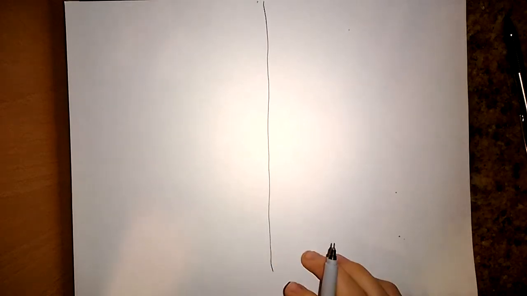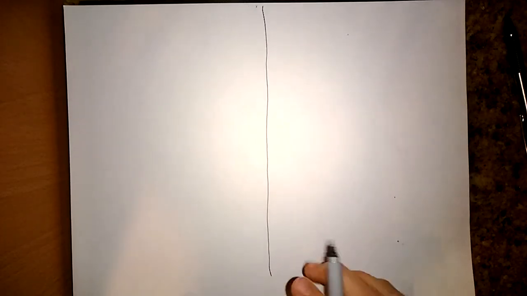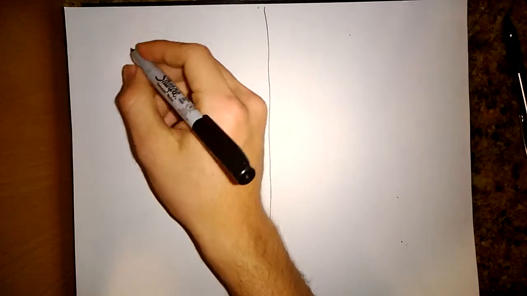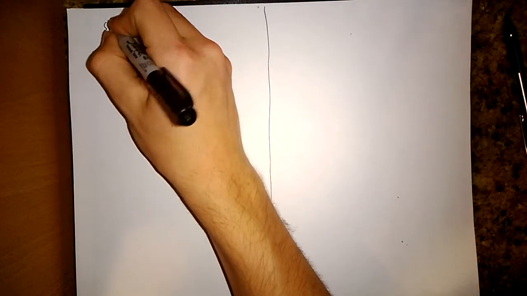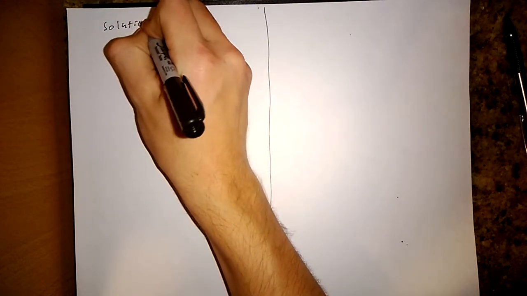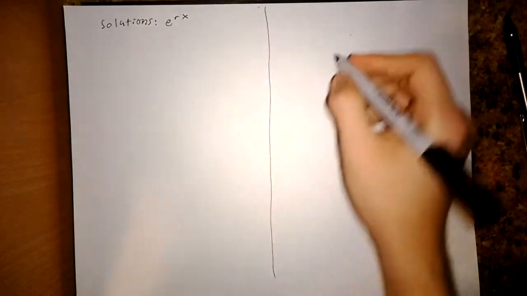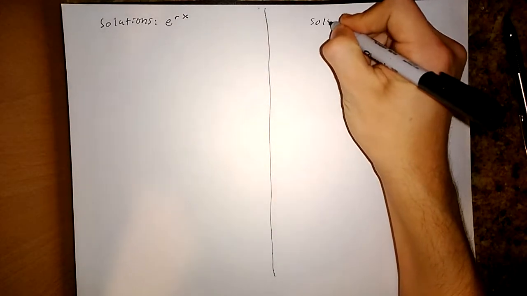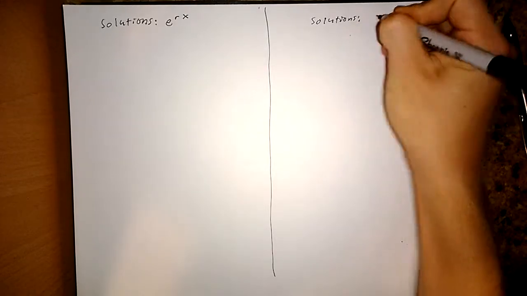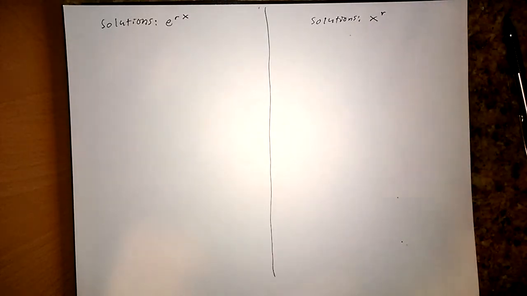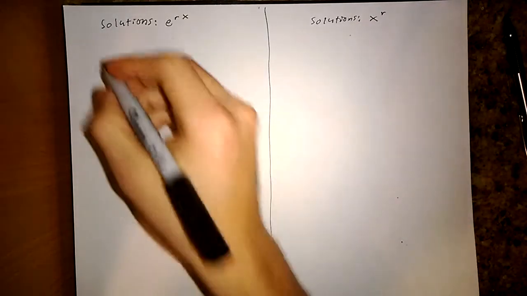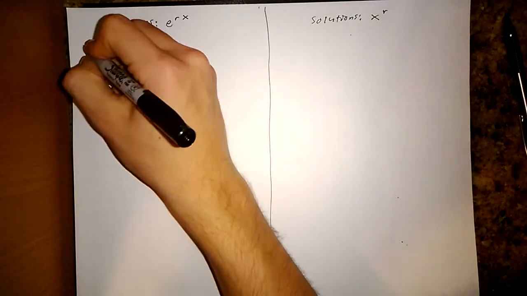Alright, so we're going to first go over the two different types of differential equations we're going to see in chapter 1. They're going to have two different types of solutions. The first type is going to have solutions of e to the rx form, and the second type is going to have solutions in the form of x to the r. Now I'm going to explain what the two look like and how to tell them apart.